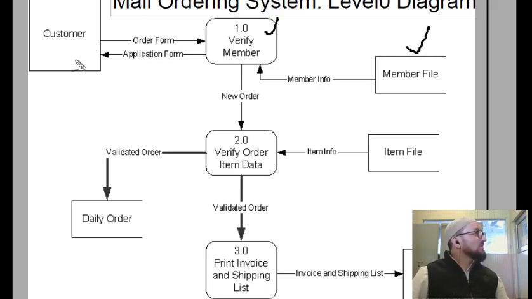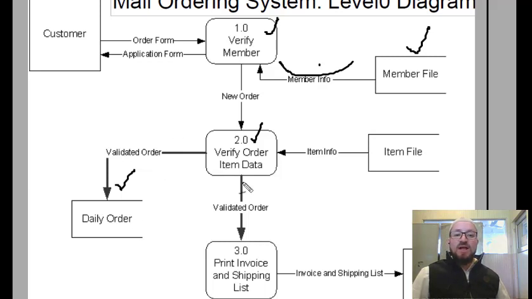Okay, customer is an external entity which gives you the order form firstly, and after verification, if he is not a member, which comes from the information from here, then we can forward the application form to the customer. Or if he is a member then we go for the new order and we will first verify the item data. So that's another process. So that's a 2.0, 1.0, 2.0. So 0 is here, so it's a zero level. And it gets the item information from the item file, okay, and it validates the order after that and puts it into the database called daily order, okay.